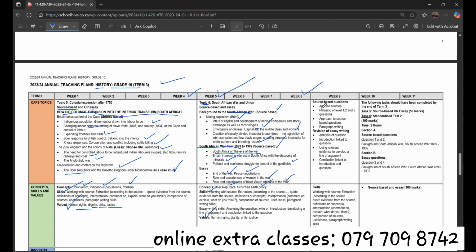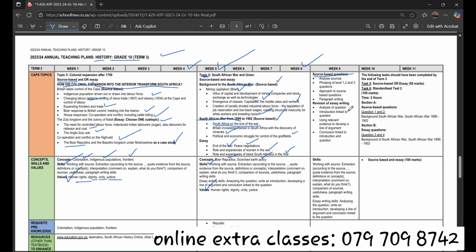Within week 9, they're going to be focusing on source-based questions, with the things that you need to know to analyze sources, phrasing of level 1, 2, and 3 questions, approach to source-based questions, paragraph writing, and revision of essay writing: analysis of the question, an introduction linked to the question, using relevant evidence to develop a line of argument, and a conclusion linked to the introduction and question.